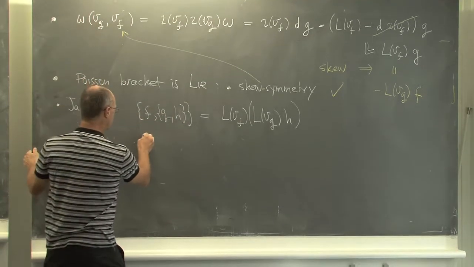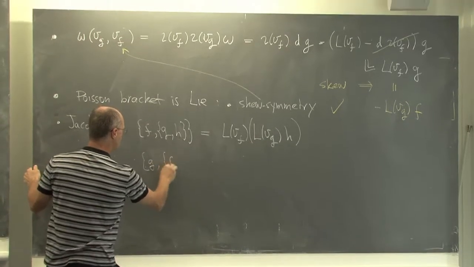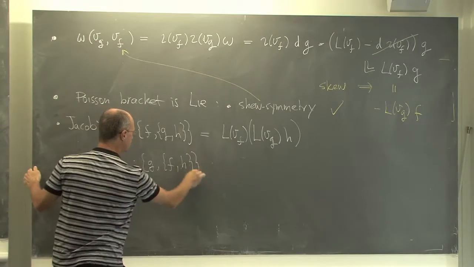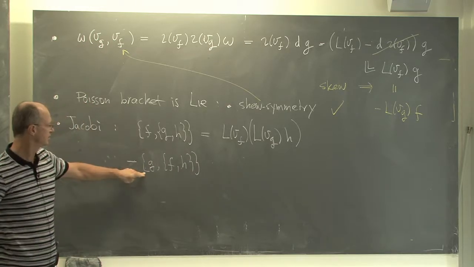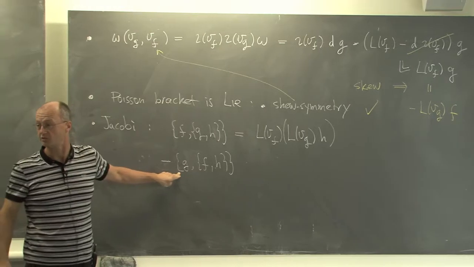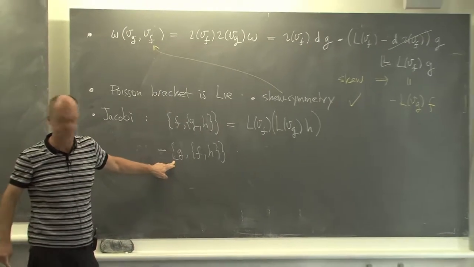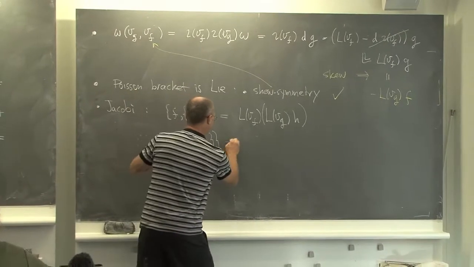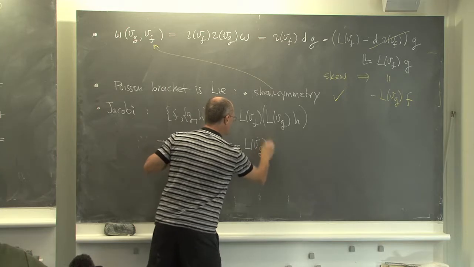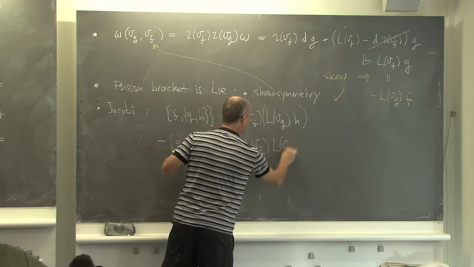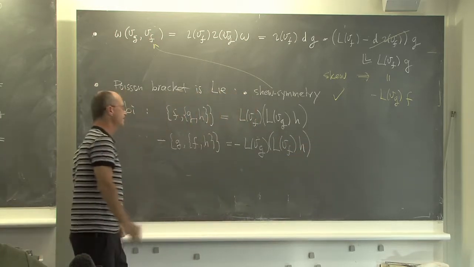Now, in the Jacobi identity, let me add with a minus sign this guy. I think that's one of the terms of Jacobi. Skew symmetry I am already assuming. So this will be minus L of Vg, L of Vf, h. Okay.